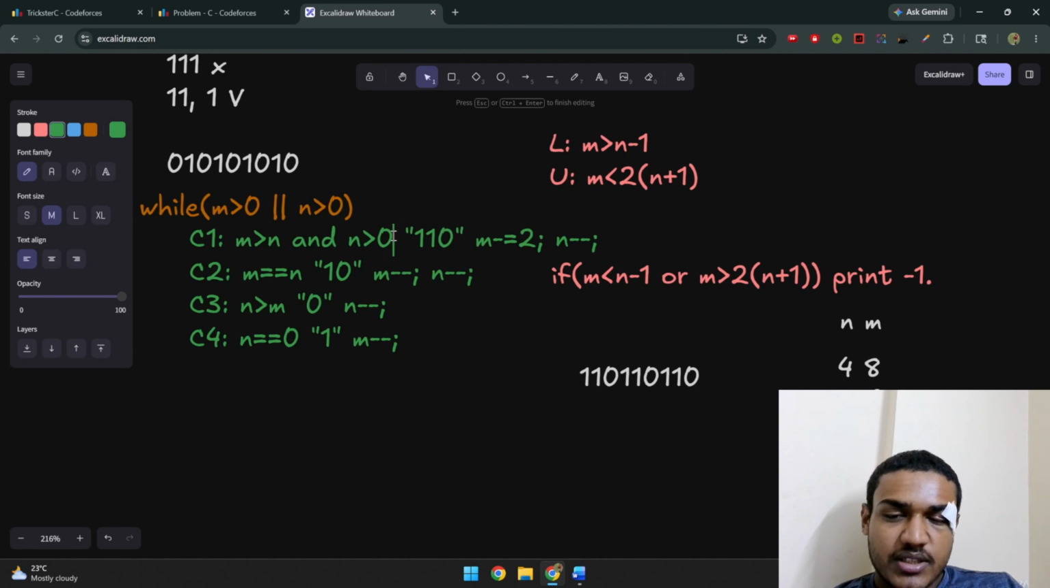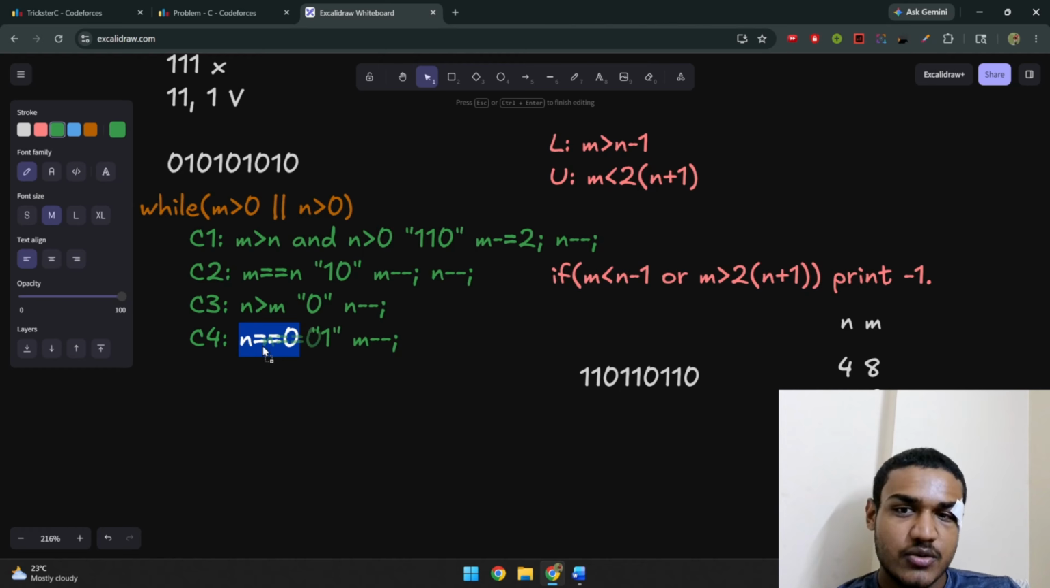We check this condition, which is not true. We come to this condition m equal to n, which is also not true. We come to the condition n is greater than m, which is not true again. We find that n is equal to 0, which means we've completely exhausted the number of ones.